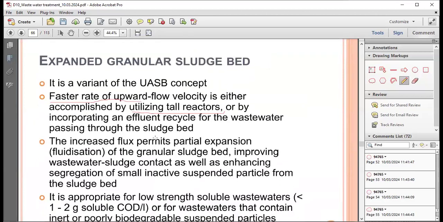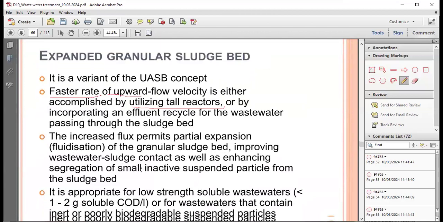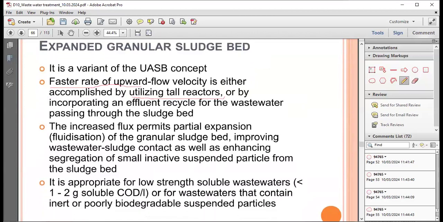The increased flux permits partial expansion of the granular sludge bed, improving wastewater sludge contact as well as enhancing segregation. What's the meaning of the segregation of small inactive suspended particles? Segregation. We will see what's the meaning of the segregation.